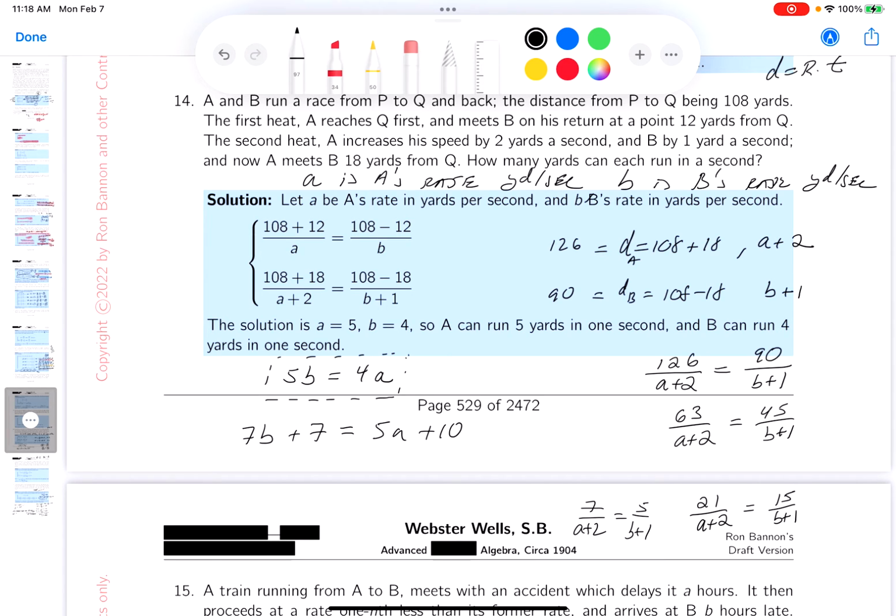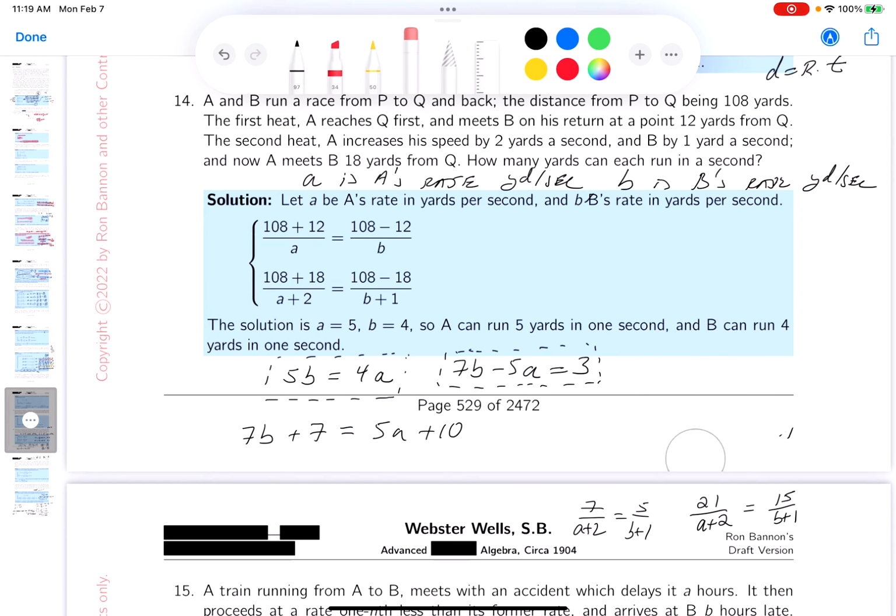I'm going to simplify a little bit further. And what do you get? 7B minus 5A equals 3. This is another important fact. I'm getting that from the second reading, the second race. Let me get my eraser out. I'm kind of done with all this stuff over here now. Done talking about it too. And I want to move forward.